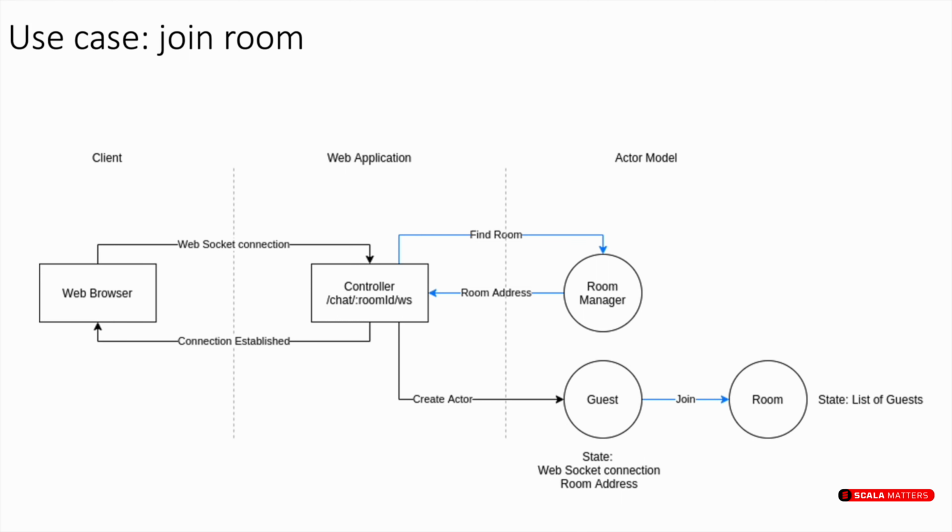And then it creates a guest actor, and this guest actor is tied with the web connection. So the state of the guest actor is the WebSocket connection and the room address previously obtained by the room manager. After that, the guest actor sends a message to the room to join. And the state of the room actor is the list of guests.